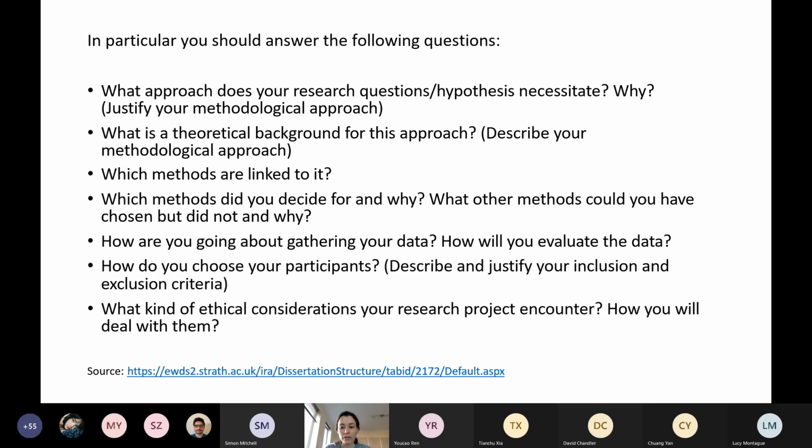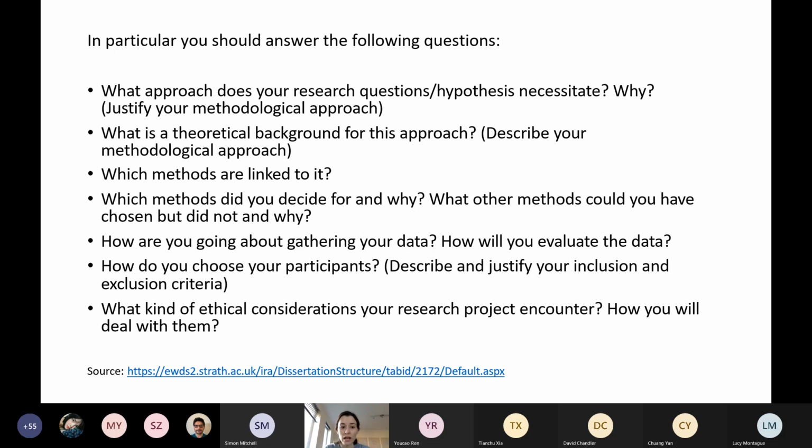How are you going about gathering your data? So are you doing interviews? Are your interviews structured, semi-structured? Are you sending out forms for people to fill out? How are you gathering all this data? And how will you evaluate it? So how are you going to analyze it later on?